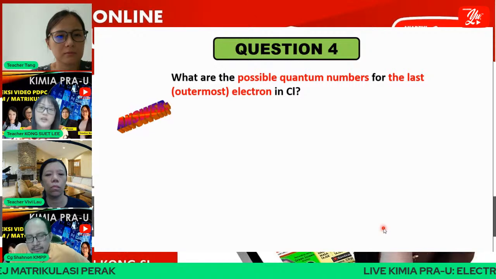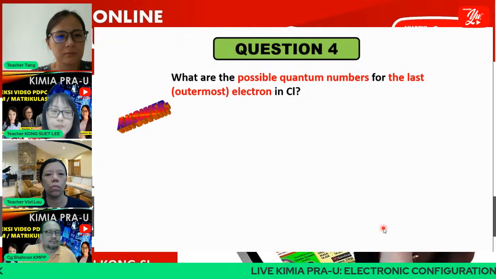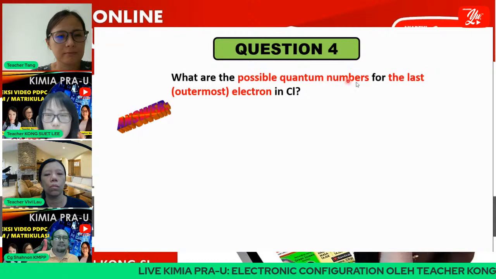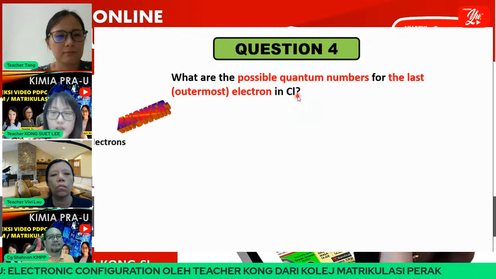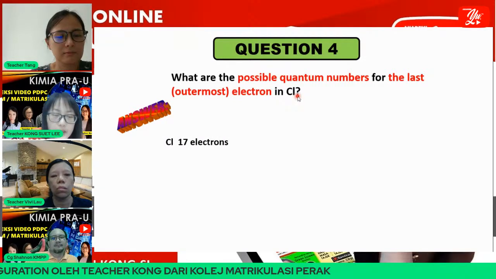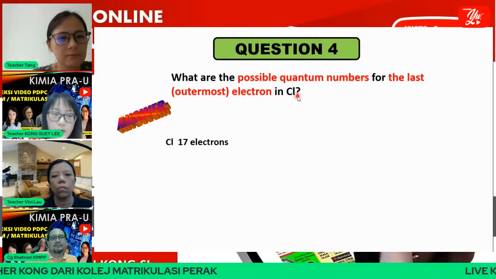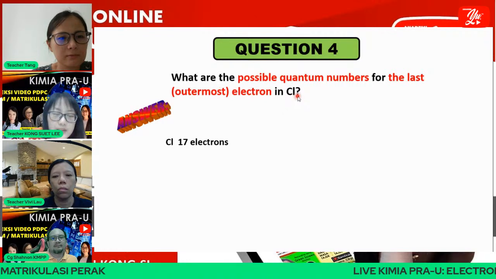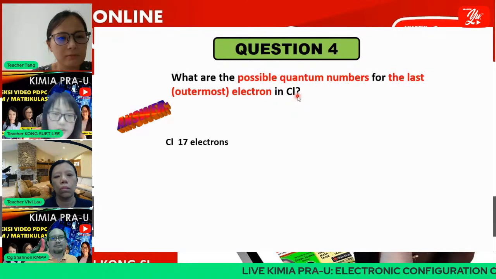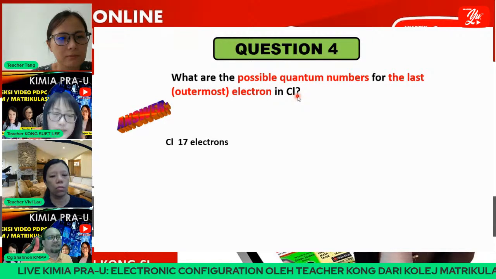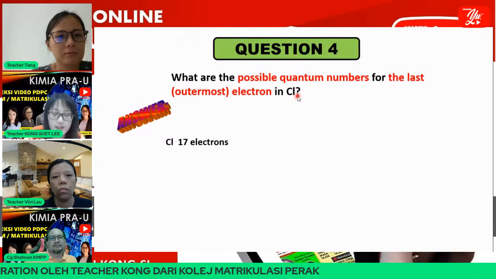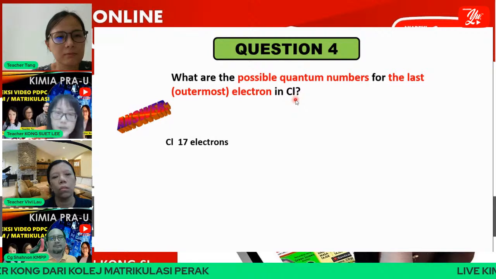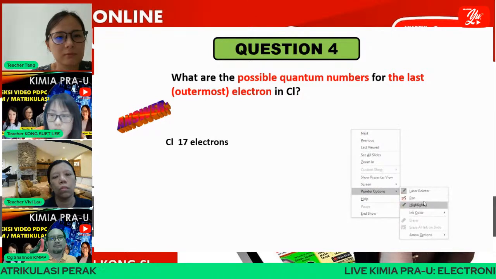Now we try another type of question. What are the possible quantum numbers for the last outermost electron of chlorine? I give you some clue. There are 17 electrons for chlorine because the proton number of chlorine is 17. For this kind of question, what is step 1? Yes, you have to write out the electronic configuration first.